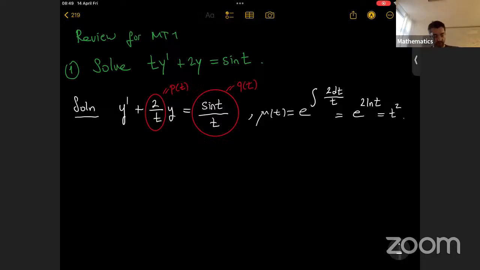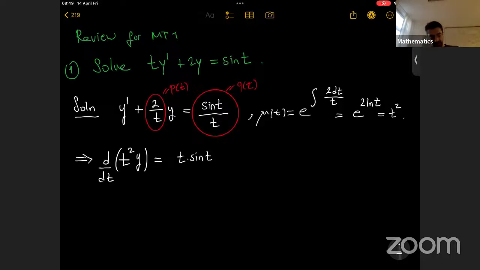Okay, so the equation becomes the following. You multiply both sides with t squared: the derivative of t squared times y becomes basically sine t times t, right? You multiply both sides with t squared and you get this.